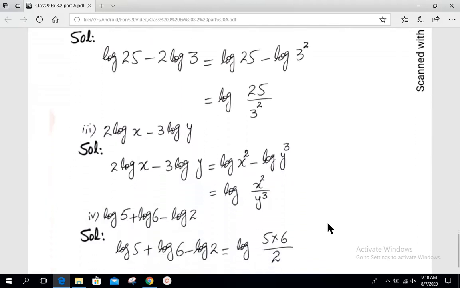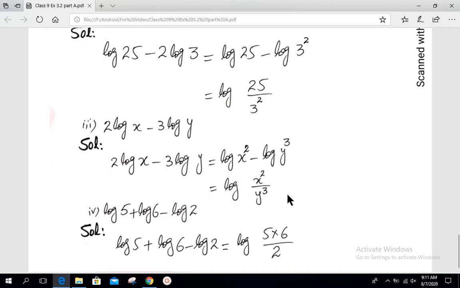Part number 3. The value is 2 log x minus 3 log y. Both are of the form of third law of logarithm. First one can be written as log x whole power 2 minus log y whole power 3. Very simple and easy. In the next step it is log x square over y cube.